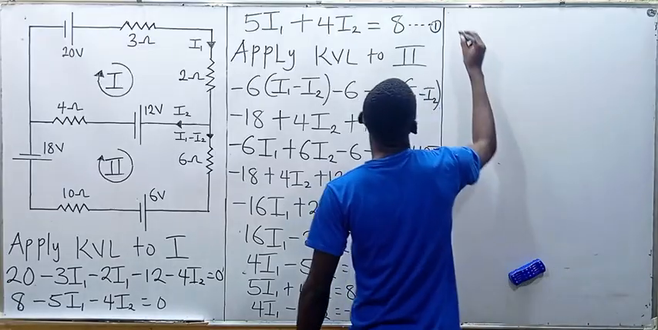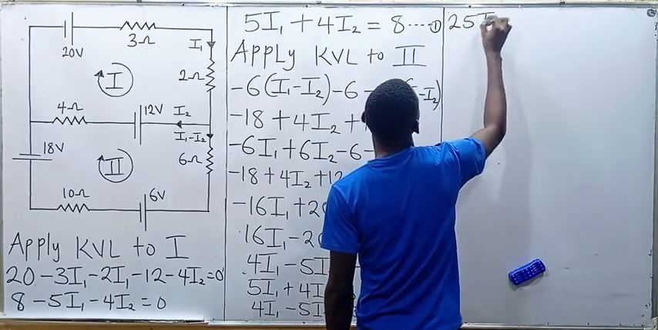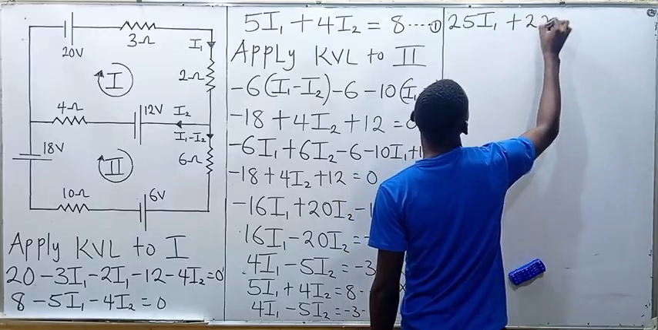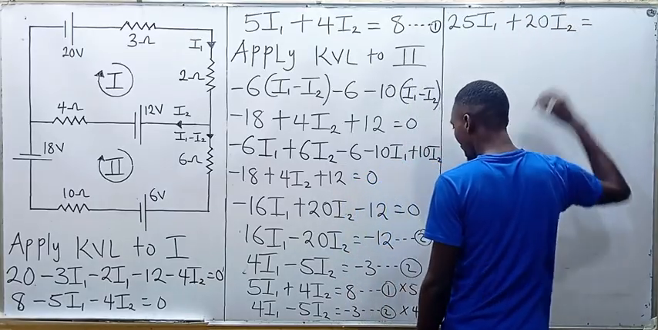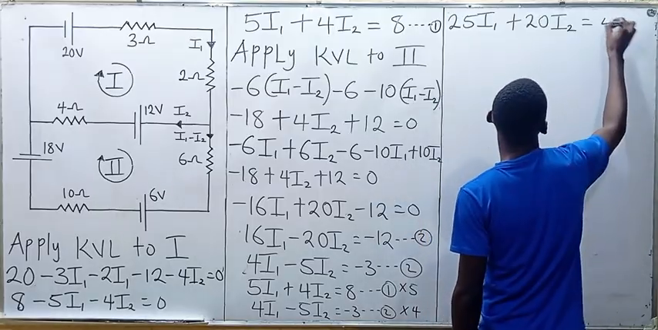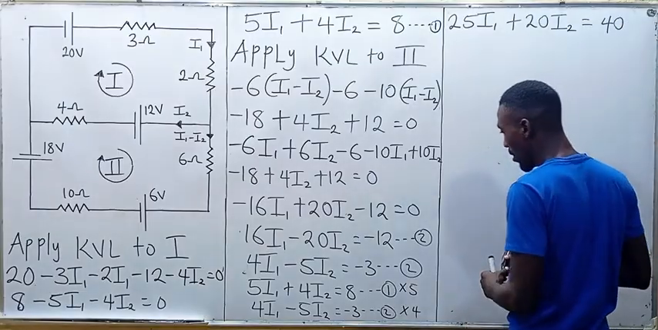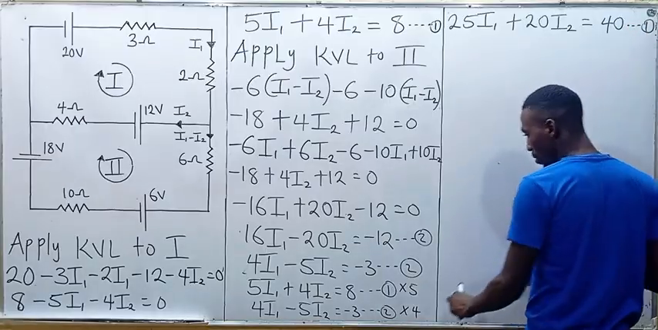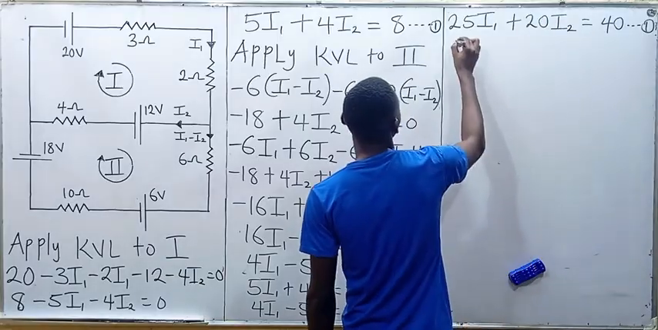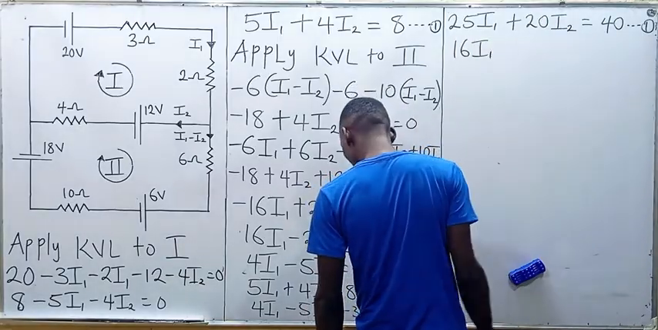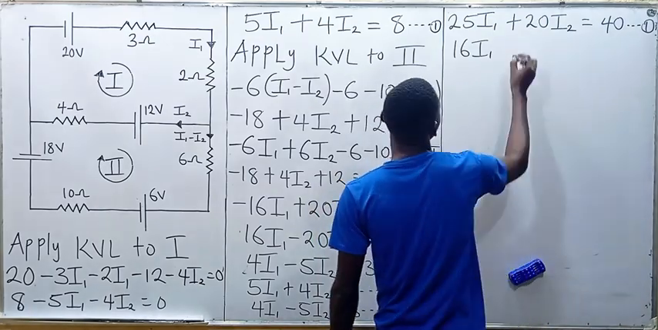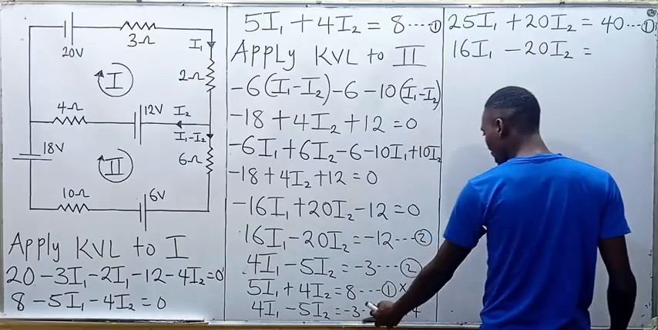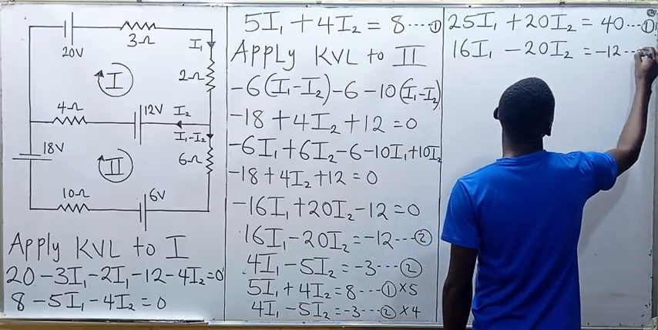All right, so if we do that, 5 times 5, that is 25I1. All right, 5 times 4, that is 20, plus 20I2, and 5 times 8, that is 40. So now that is equation number 1. All right, so 4 times 4, that is 16. So we are going to have 16I1. All right, 4 times 5, that is 20. So minus 20I2 equals 4 times this, that is minus 12, equation number 2.